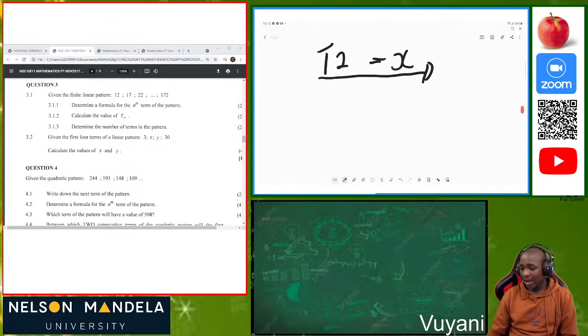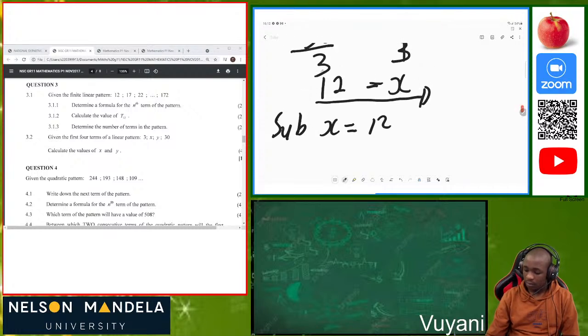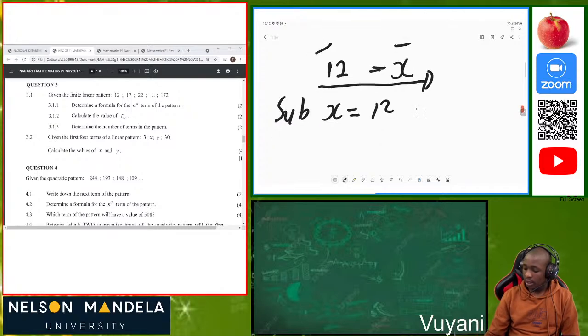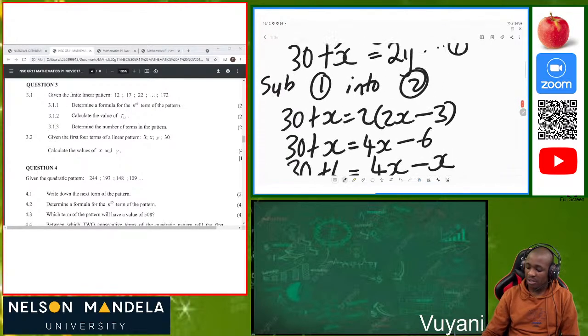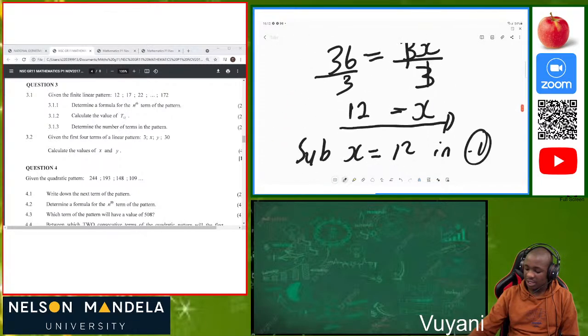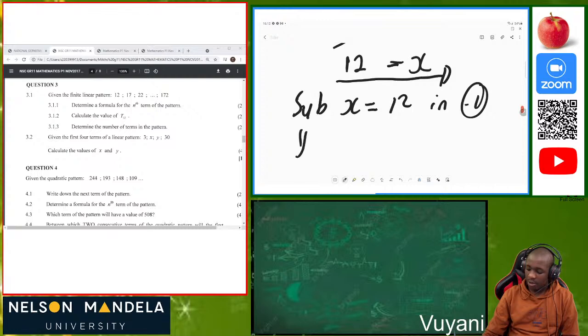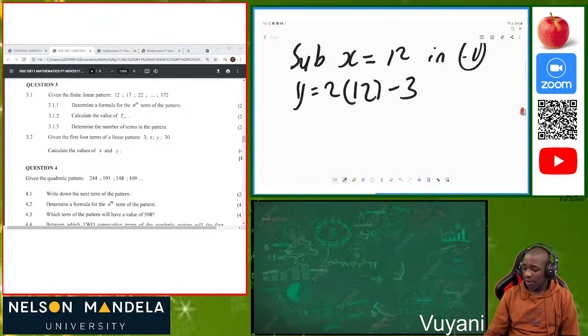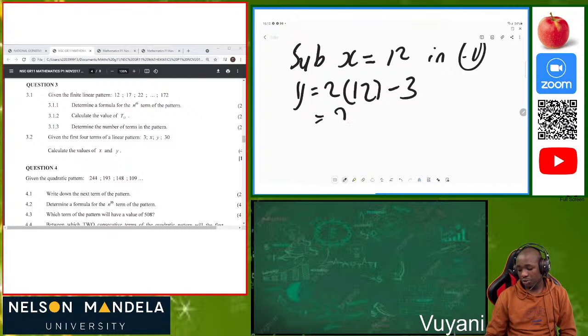So now for the value of y, it's now easy. Now we will substitute x is equal to 12 in equation 1, since we already know that our equation 1 is saying that y equals 2x minus 3. So wherever we see x, we have to insert 12 there. So we're going to have y, which is equal to 2 times 12 minus 3. Then we get our y value, because 2 times 12 is 24, and 24 minus 3 is 21.